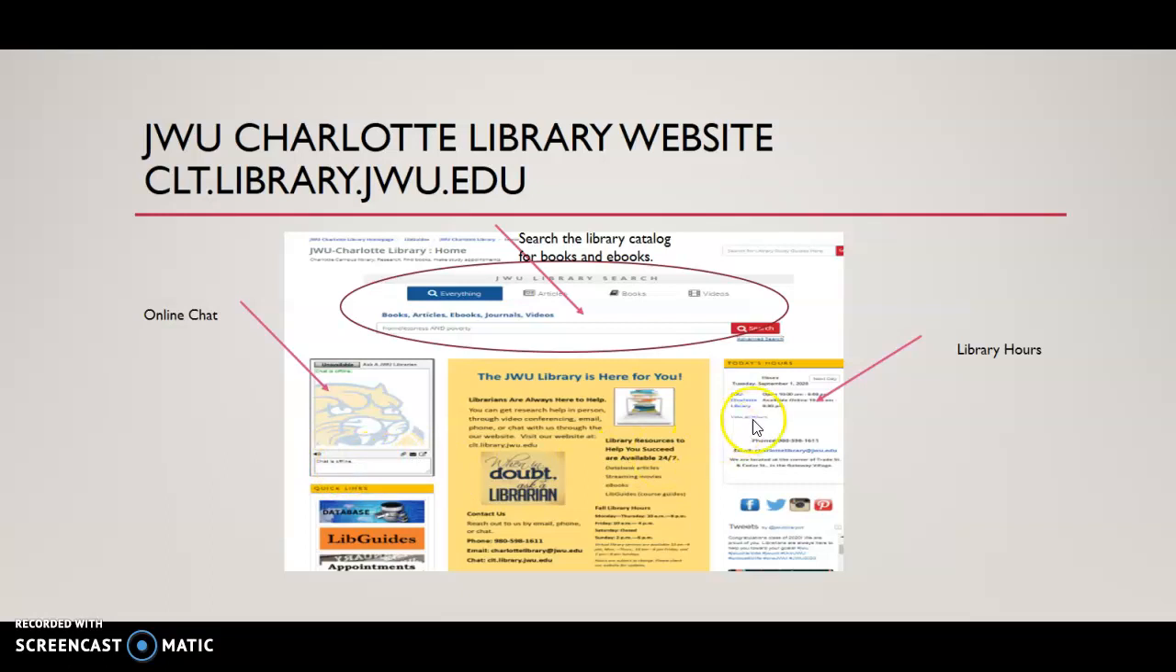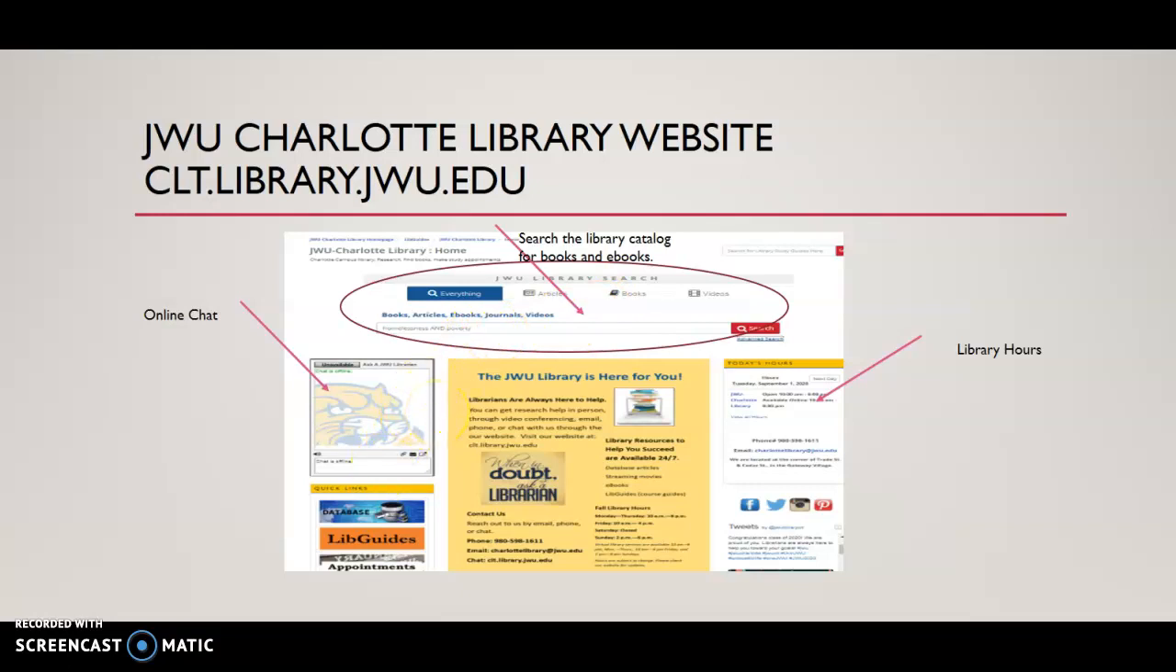On the right-hand side of the page, you can see our hours for today and also for the days in the future. We also have our phone number listed and our email as well. We have many different ways that you can get in contact with us. In the center of the page, there's a search box, and this is where you will search for books or ebooks. And you'll simply click on books and then write your topic that you're looking for in there.